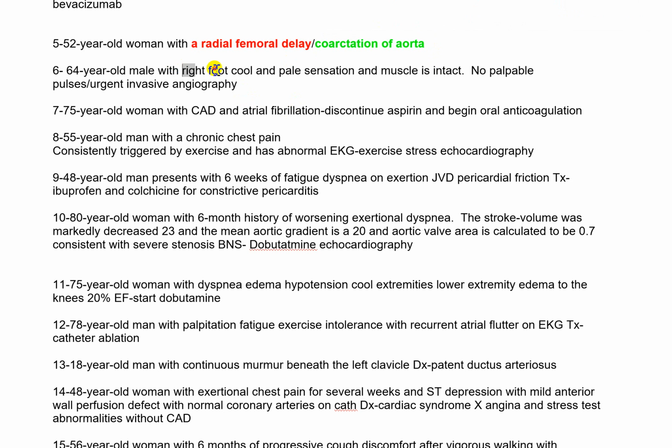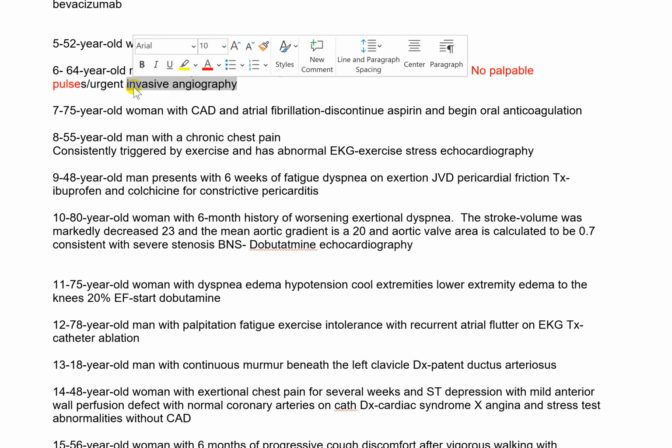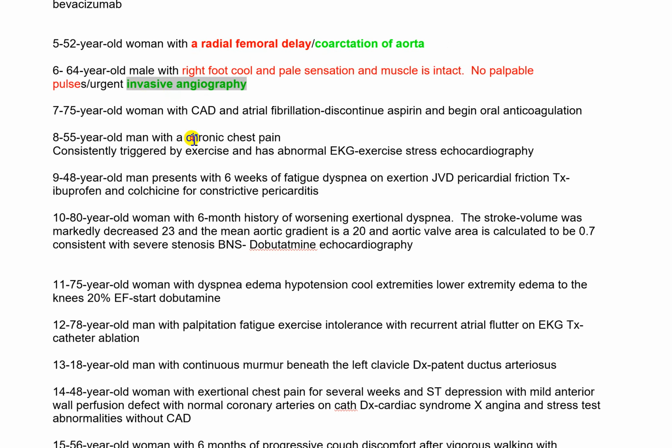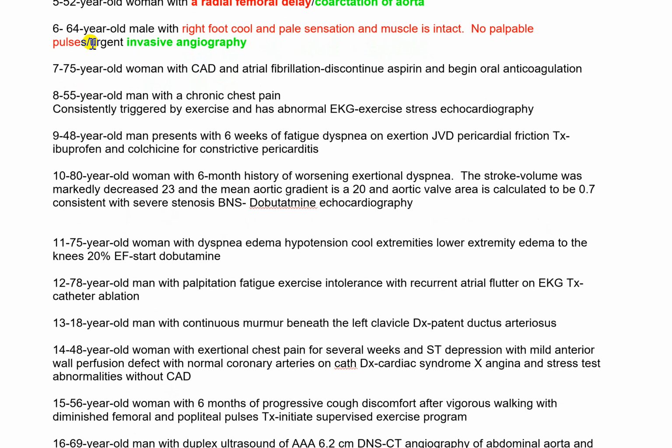Whenever you hear a right foot cool and pale, sensation and muscle intact, without palpable pulses, what do you think is going on? CAD. Perfect, and then you need invasive angiography. Why? Because you need to intervene immediately. This is an acute critical limb ischemia. When you see no palpable pulses, this is huge. This means acute critical limb ischemia.